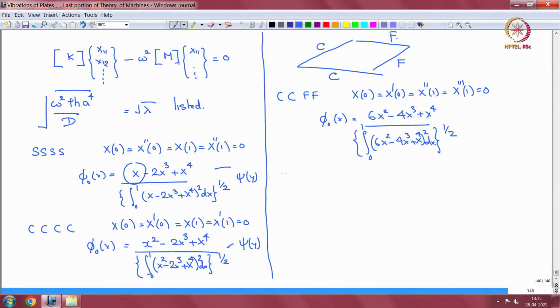So then you can proceed and look at the square root lambda values. It's a very nice paper and work.